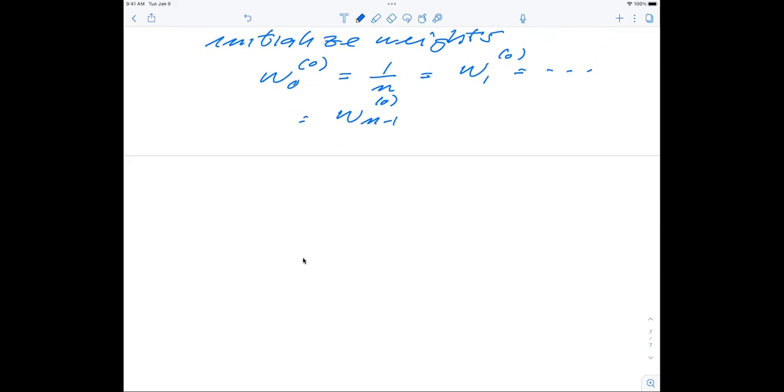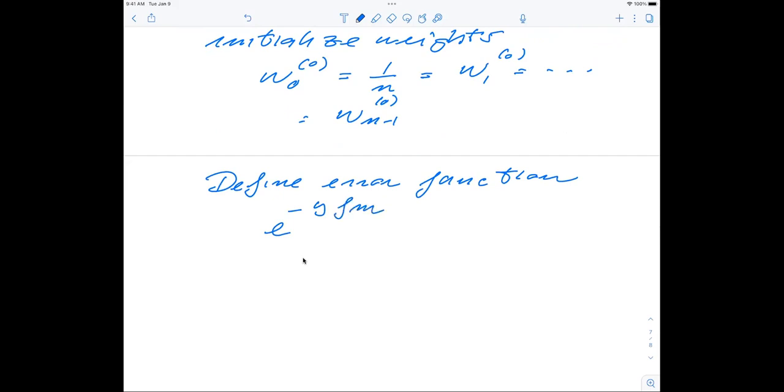Then you need to define an error function. So that defines your cost function as well. And in our case, we define this as y multiplied by this function f of m. And I'm leaving out the subscripts.